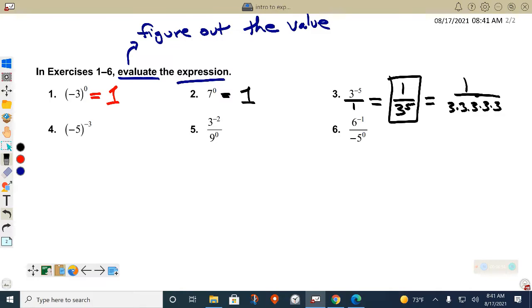Question so far. Let's try number 4. I see another negative exponent. Let's rock and roll. I'll put it over 1. Let's reciprocate. This becomes 1 over negative 5 to the positive 3 power. That exponent turns positive once you reciprocate. Questions?